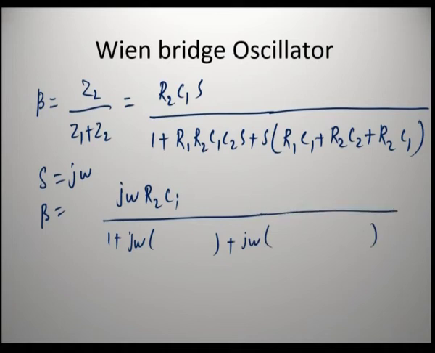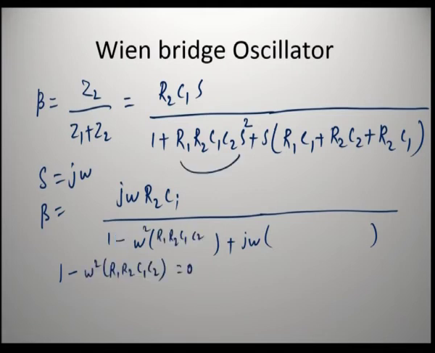And we know that beta has to be real, so if you take the imaginary term equal to 0, it will be 1 minus, since S squared is in the beta term, you will have minus omega square, because j square is equal to minus 1, times the total term R1, R2, C1, C2.